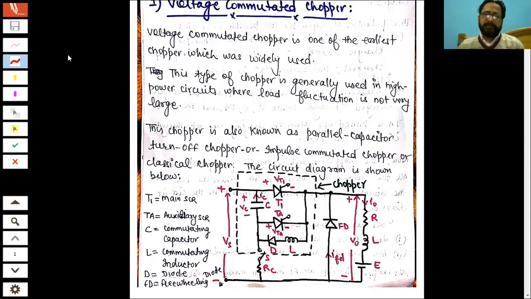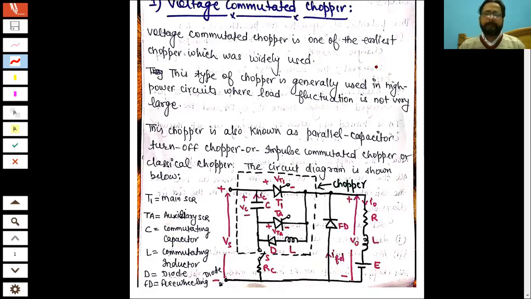So the purpose of today's lecture is to understand how the SCR of a chopper circuit is turned off and then turned on. Based on the forced commutation technique, the chopper circuit has two categories: the voltage commutated chopper and the current commutated chopper. Today we will study the voltage commutated chopper.